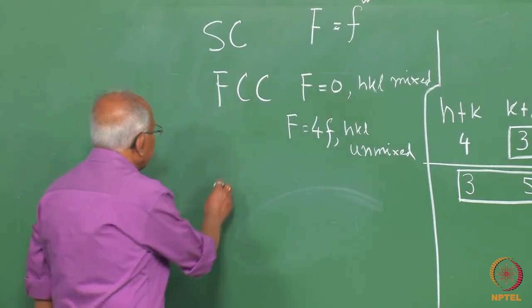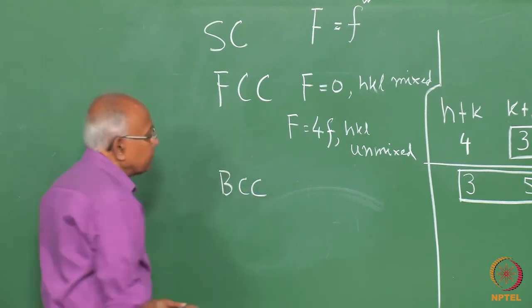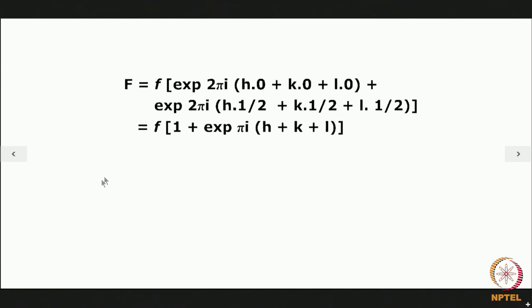Now, we will go to the BCC case, the body centered cubic unit cell. In the body centered cubic unit cell, we know that there are 2 atoms per unit cell, one located at the fractional coordinate 0, 0, 0, the other located at the half, half, half position. So, the summation here has to be taken over 2 atoms only. It will be exponential 2 pi i (h into 0 plus k into 0 plus l into 0) plus exponential 2 pi i (h into half plus k into half plus l into half). So, it will be equal to small f into 1 plus exponential pi i (h plus k plus l).